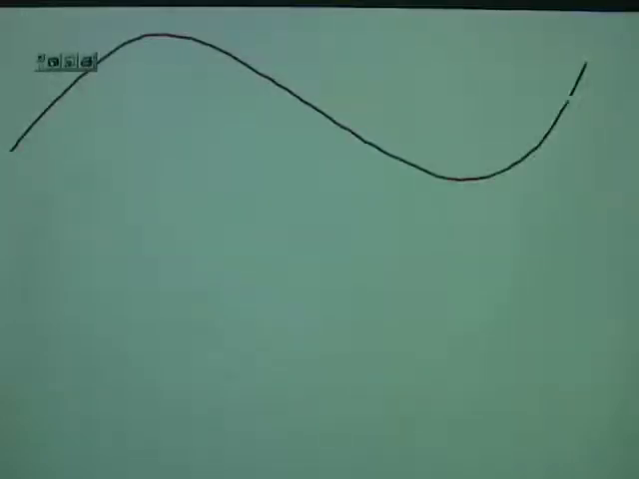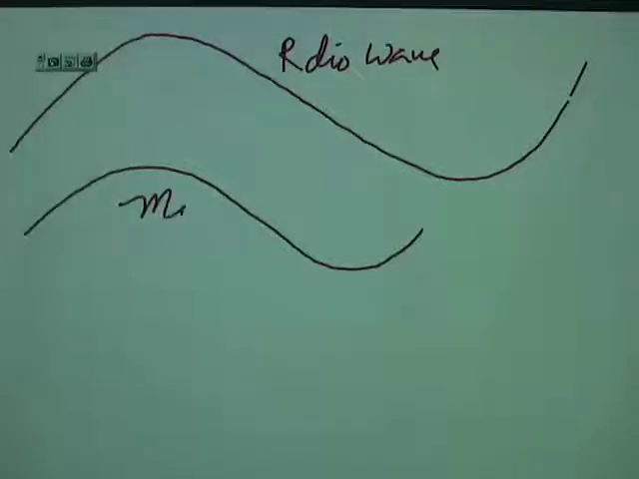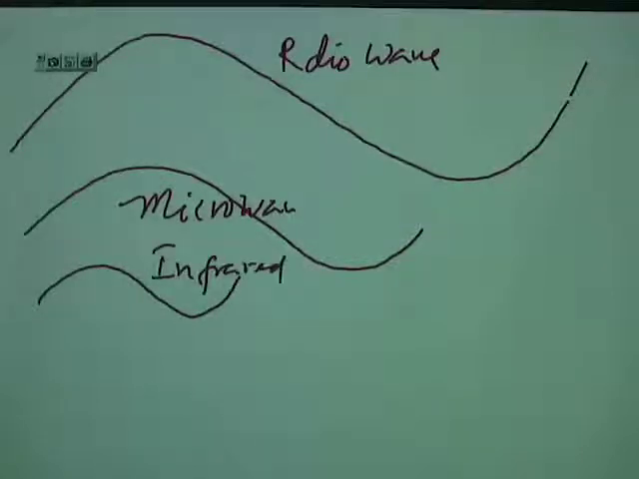All right. Now, let me see if I can illustrate that by drawing waves for you. Now, the longest of all waves, if this is a very long wave, well, that could be a radio wave. Now, if the wave becomes smaller, it could be a microwave. Now it becomes smaller. There you have infrared. And here you have visible light.